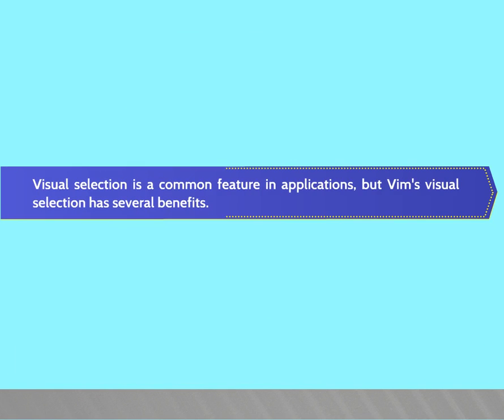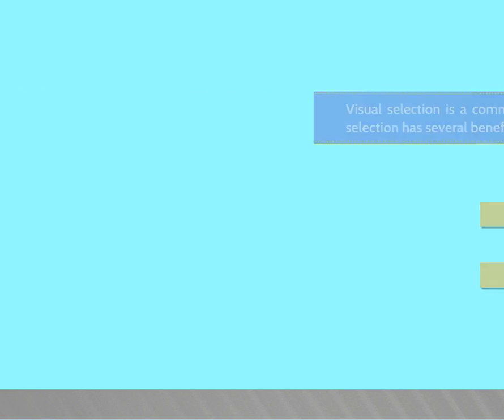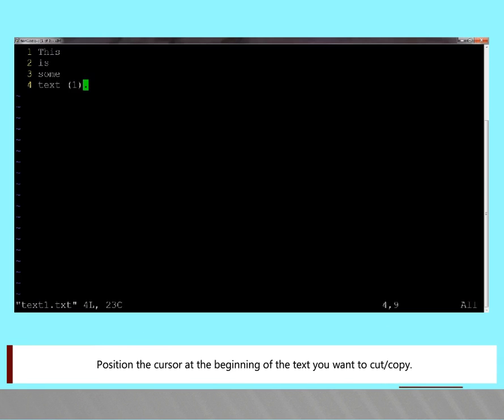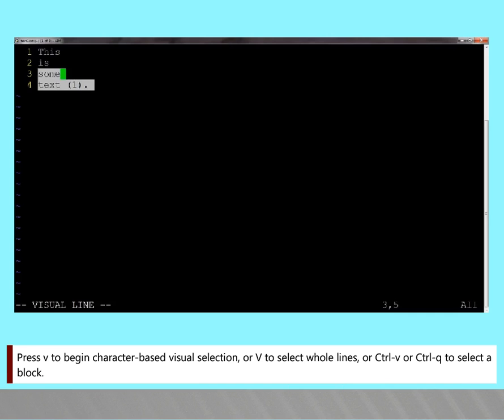Visual selection is a common feature in applications, but Vim's visual selection has several benefits. Cut and paste, copy and paste. Position the cursor at the beginning of the text you want to cut or copy. Press v to begin character-based visual selection, or V to select whole lines, or Ctrl-V or Ctrl-Q to select a block.